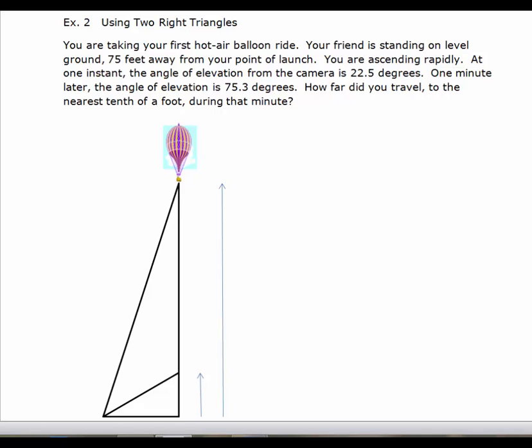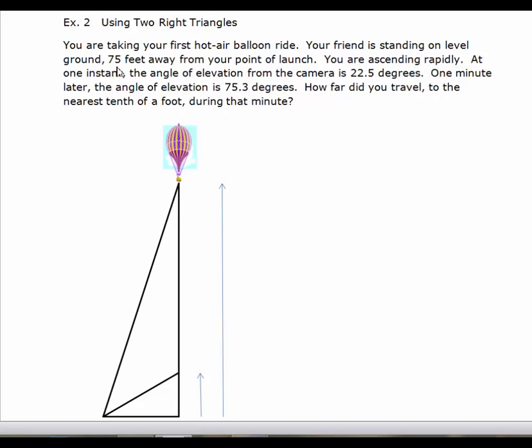Right. In the last unit, we solved applications of right triangles, and now we're going to solve some more involved applications of right triangles. And then in the next unit, we'll be solving triangles that do not have a right angle in them. Those are called oblique triangles. And so this first one requires you to use two right triangles. We'll just read through the problem.